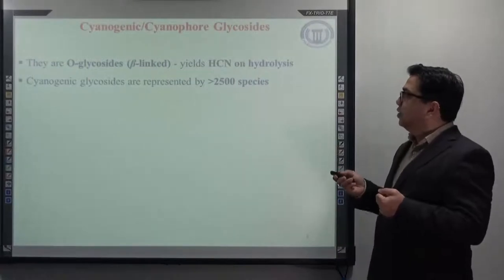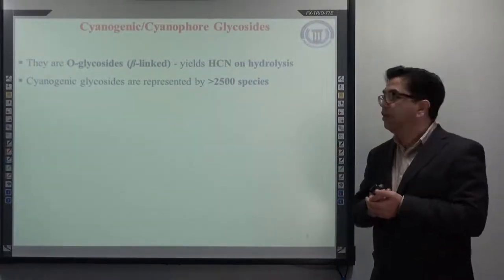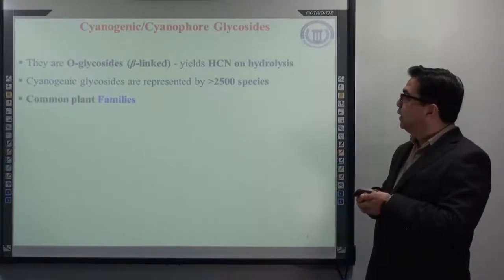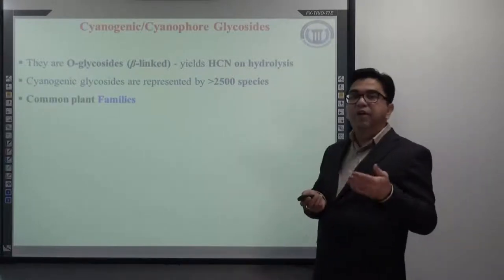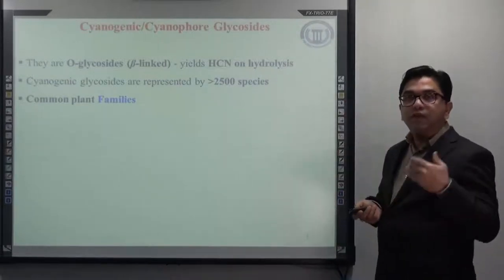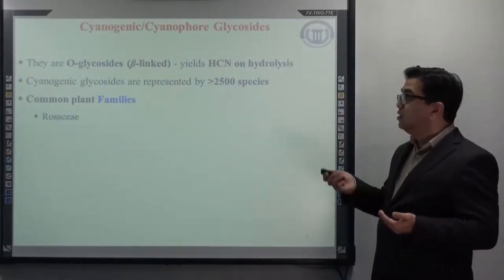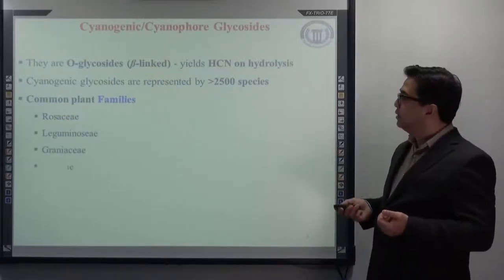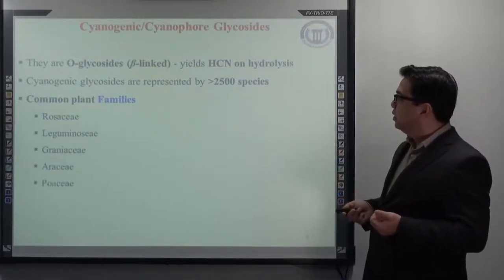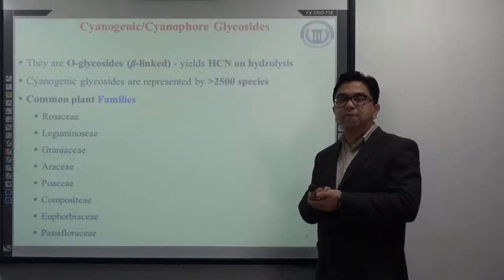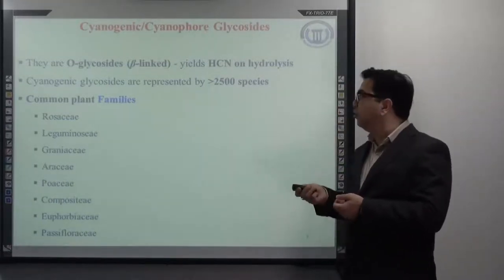Now these cyanogenic glycosides are represented by more than 2500 species of plants, and the most common plant families that contain species producing cyanogenic glycosides are Rosaceae, Leguminosae, Geraniaceae, Ericaceae, Poaceae, Compositae, Euphorbiaceae, and Passifloraceae. We'll be studying some of them, not all of them.